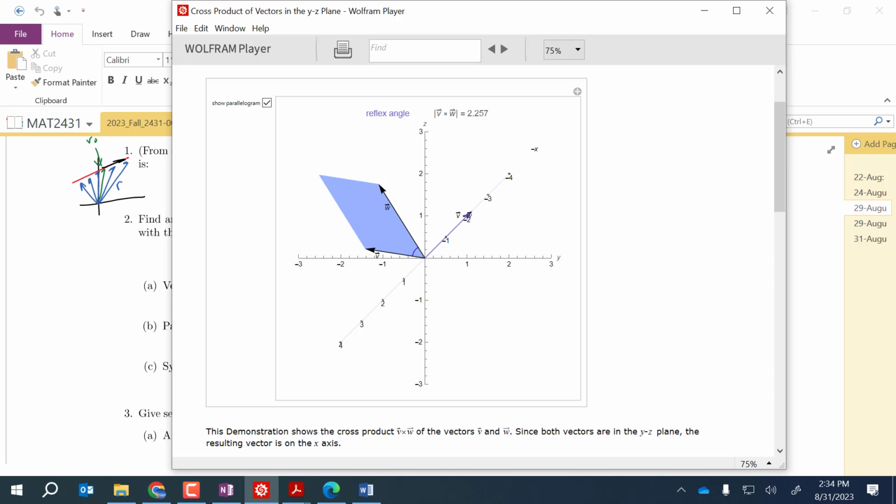How do we determine the magnitude of the cross product? Well, the length of the cross product vector is equal to the area of the parallelogram spanned by those two vectors.